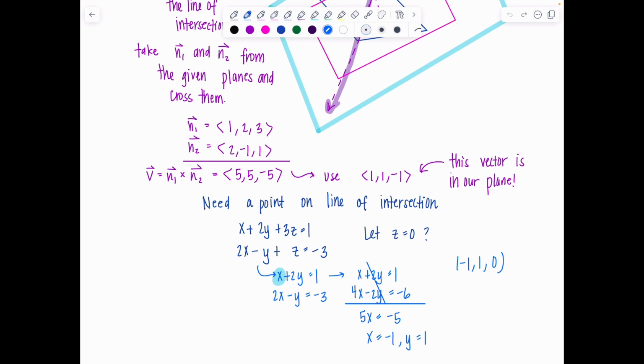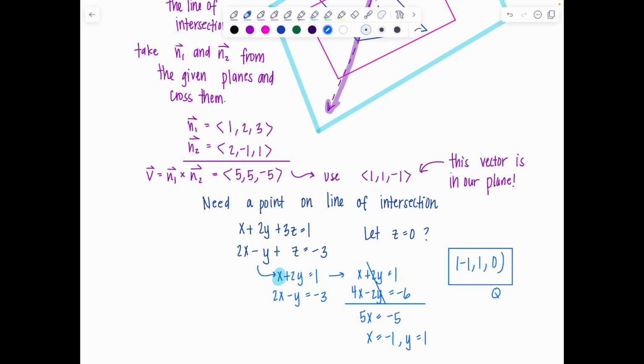Now this won't work if the line of intersection doesn't go through where z is 0, the xy plane. So if you're not able to get a solution here, then just switch out. Instead of letting z be 0, let y be 0, or try letting x be 0. Sometimes you have to play around with it. Other times it's very obvious. There's like a nice point that they have in common. But anyways, hooray! This is another point on the plane.